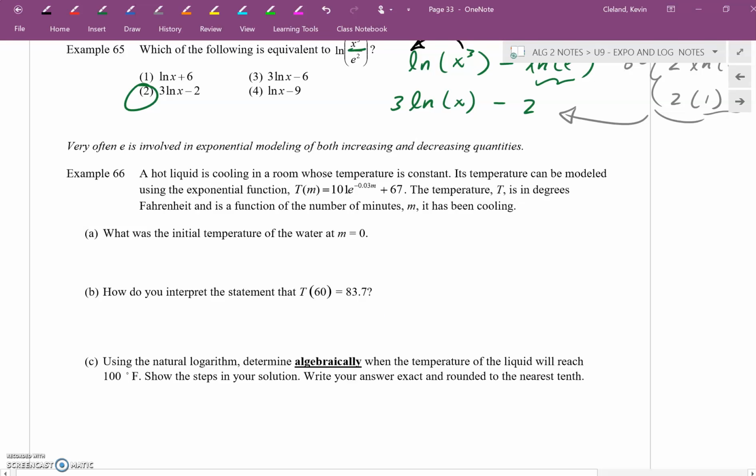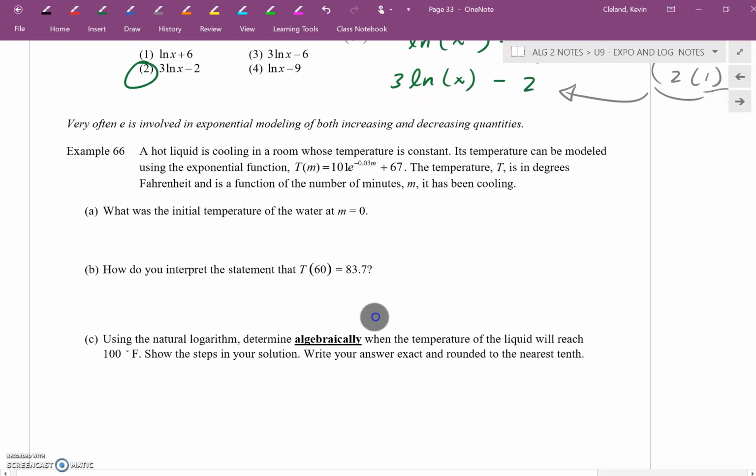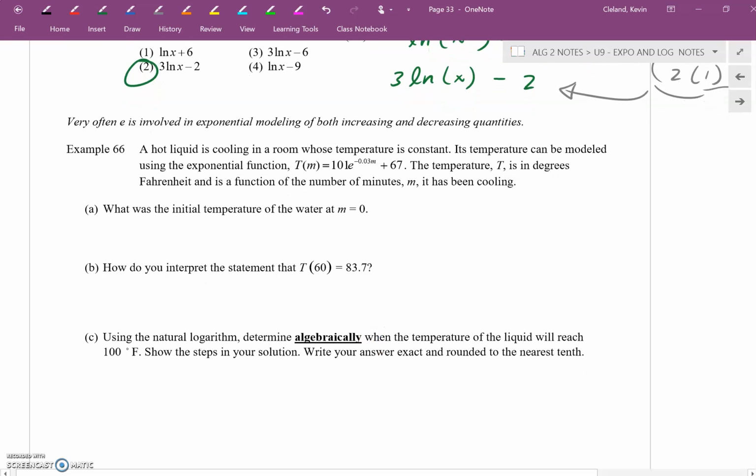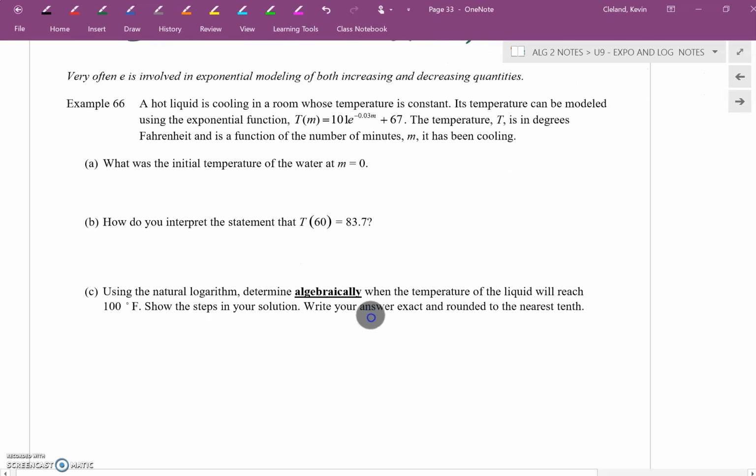Lastly, very often e is involved in exponential modeling of both increasing and decreasing quantities. So here we have a hot liquid, hopefully a delicious coffee, in a room whose temperature is constant. Its temperature can be modeled using an exponential function, T(m) = 101e^(-0.03m) + 67. The temperature T is in degrees Fahrenheit as a function of the number of minutes m it has been cooling.